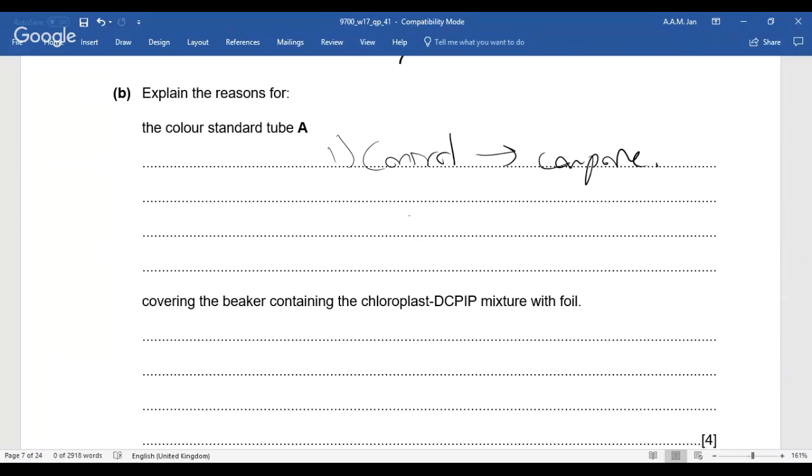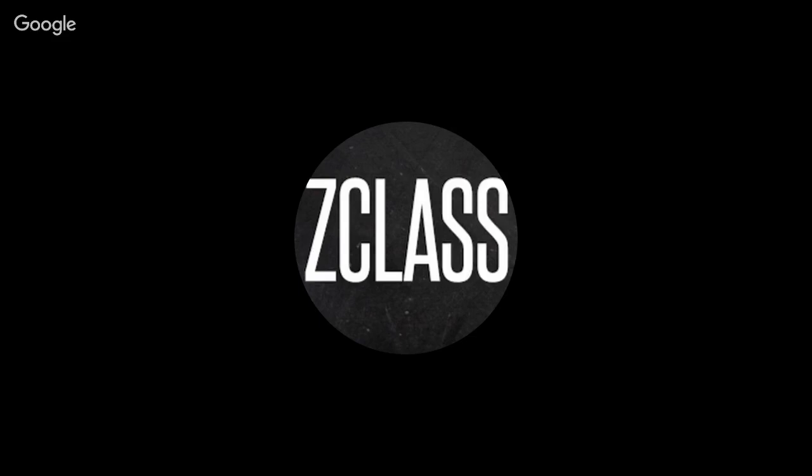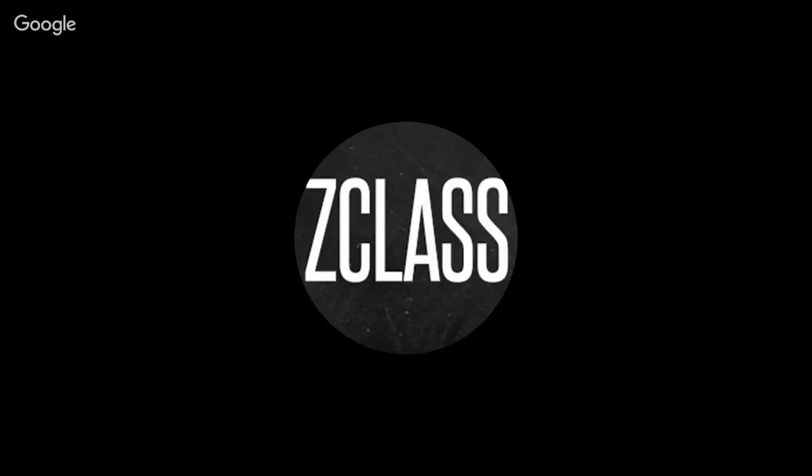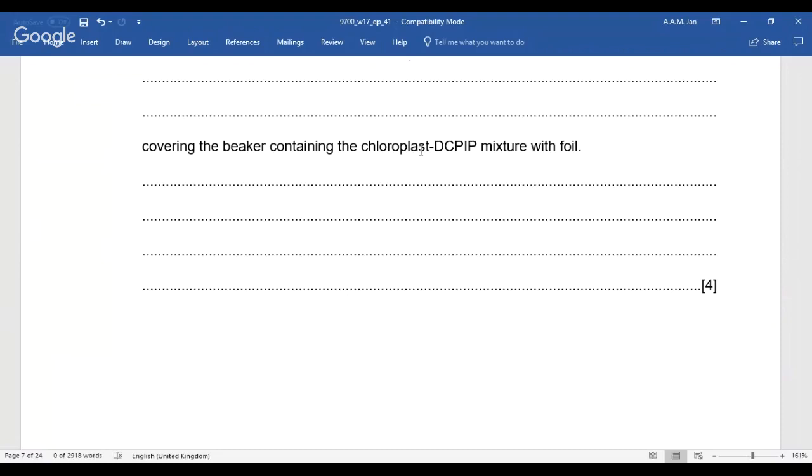And the second part of the question: why would you cover the beaker containing the mixture with foil? Give me an answer. So that the DCPIP doesn't react with the light and the reduction takes place. Yeah, exactly. If you didn't cover it with foil, the reaction would take place and you wouldn't be able to start another test and do your repetition. Is that okay?